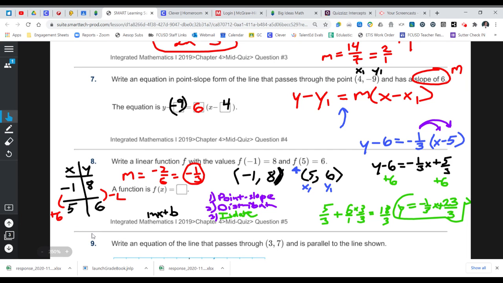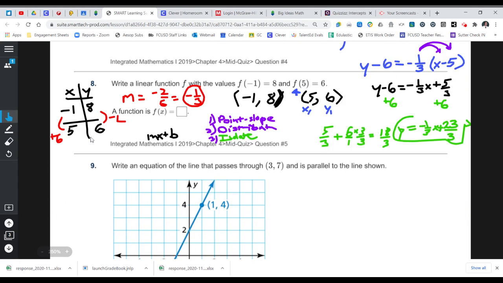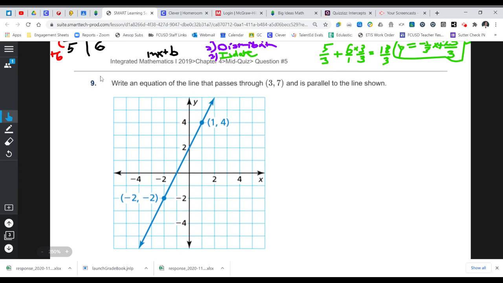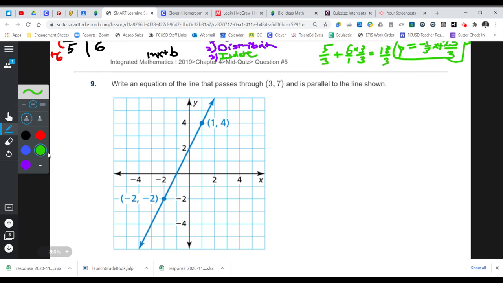Now, our final two problems are pretty similar. Problem 9 of the quiz is to write a parallel line that passes through a specific point. Well, what did we learn about parallel lines? Parallel lines have the same slope. They rise and run at the same rate.